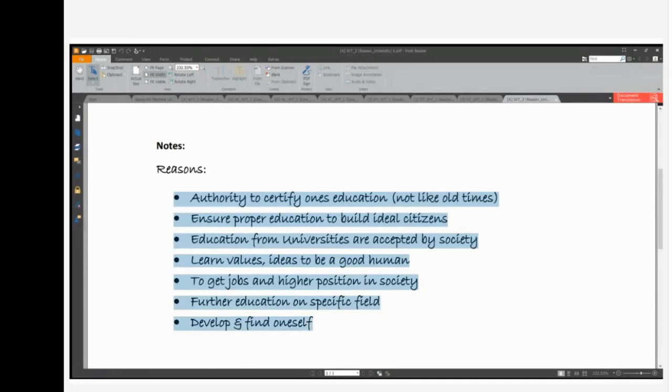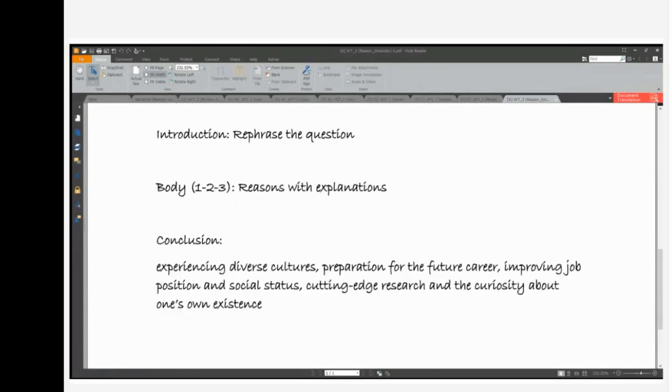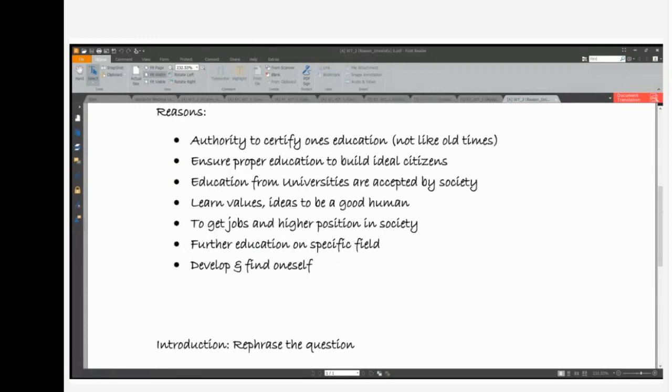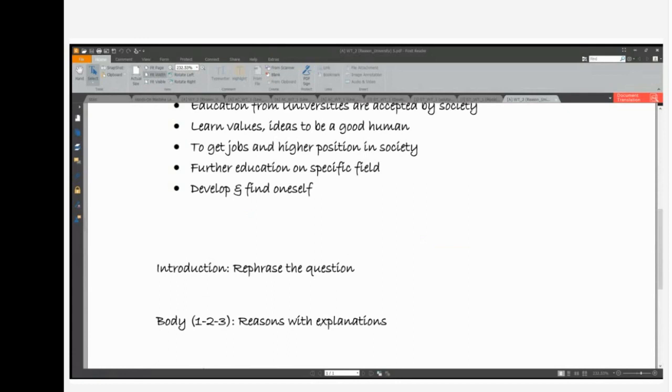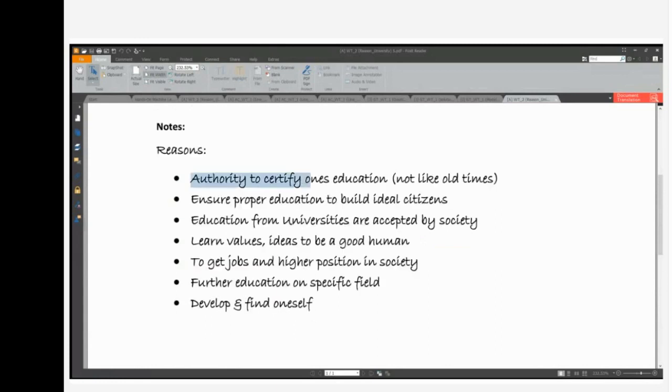So then based on these particular points, we have to develop the body part, the reasons with explanations. Here we have just given the bullet points of the reasons. Explanations are the things that we need to give while we are writing. So if you want, you can include the explanations while you are planning these things.